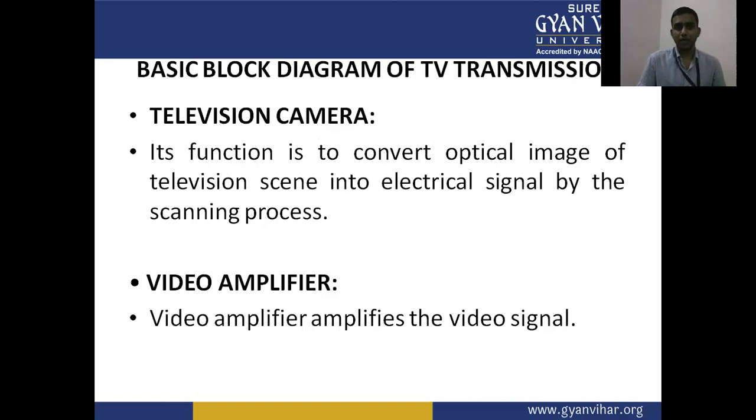The television camera: its function is to convert the optical image of the television scene into an electrical signal by the scanning process. Means the optical image of the television scene is converted into the electrical signal by the scanning process. The video amplifier is to amplify the level of the video signal.